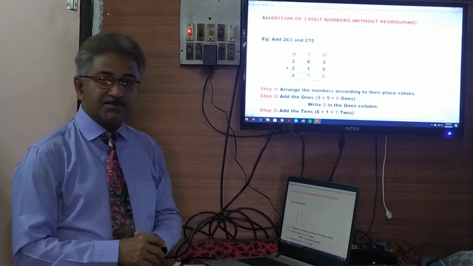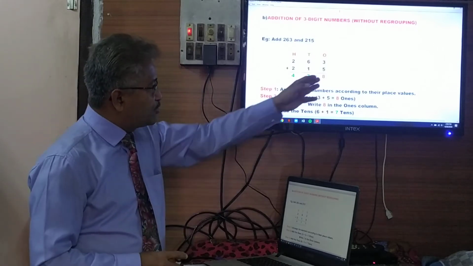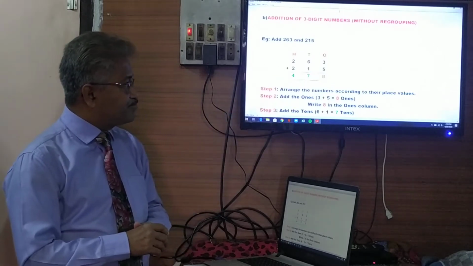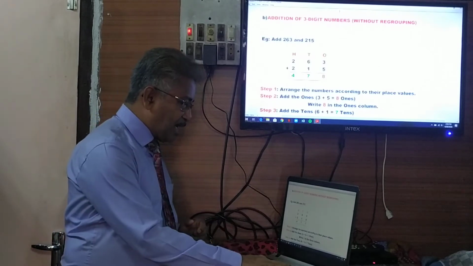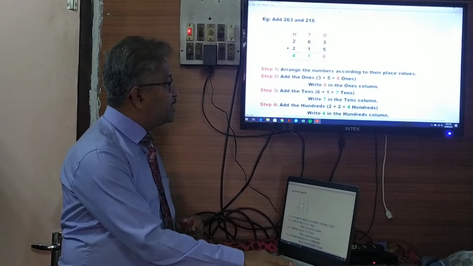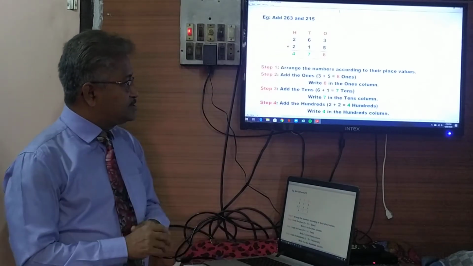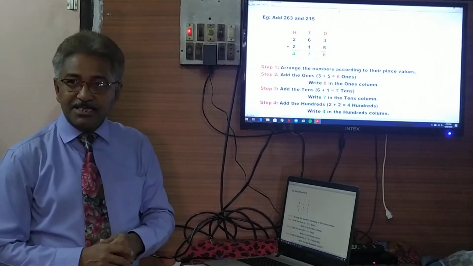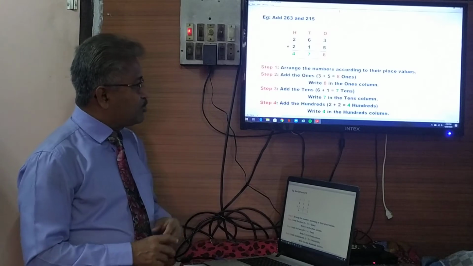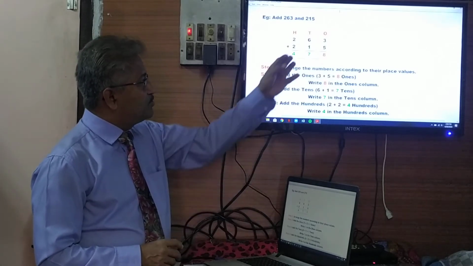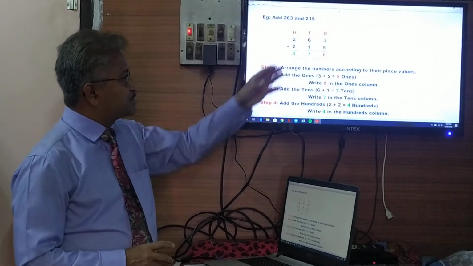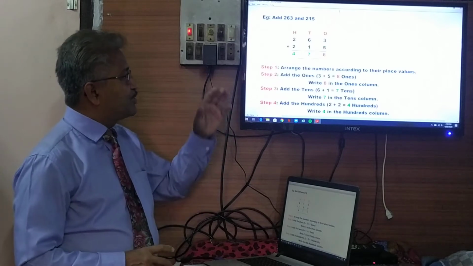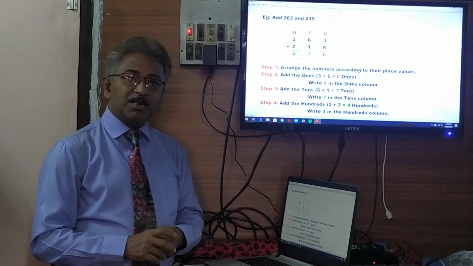3 plus 5 gives us 8 ones. So we write 8 in the ones column. Step 3, at the tens column, we get 6 plus 1, which gives us 7 tens. So we write 7 in the tens column. And moving on to the hundreds column, we have 2 plus 2, which gives us 4. So we write 4 in the hundreds column.